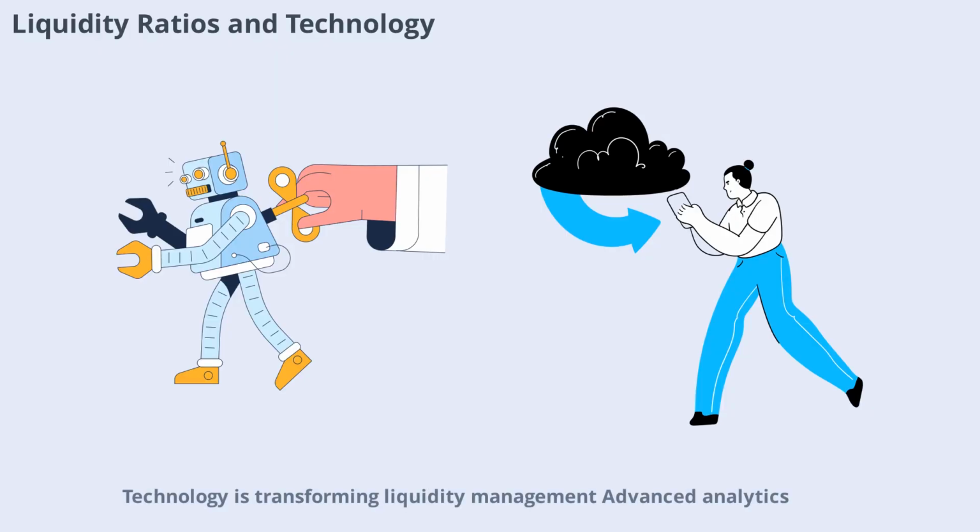Technology is transforming liquidity management. Advanced analytics, real-time dashboards, and automation tools make it easier to track and improve liquidity ratios. Companies that leverage technology can respond faster to changes and make better financial decisions.